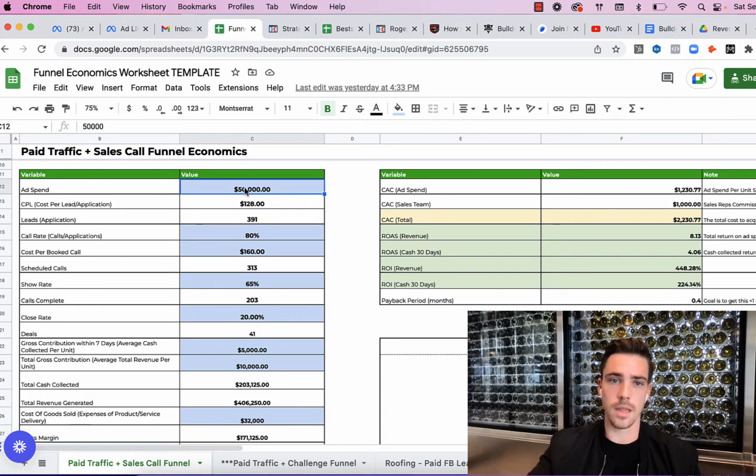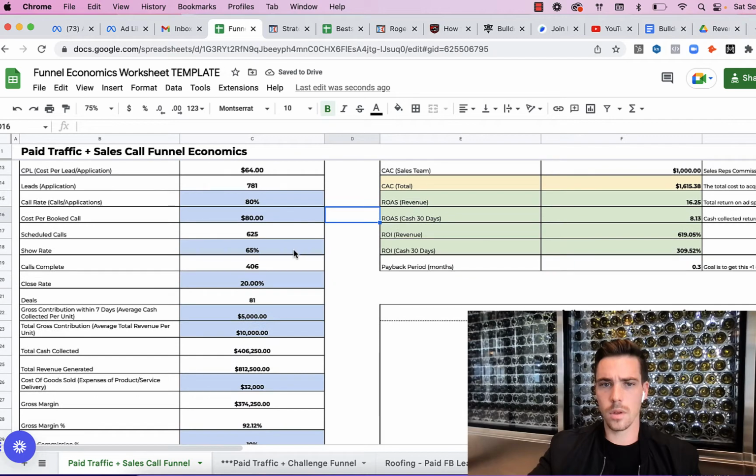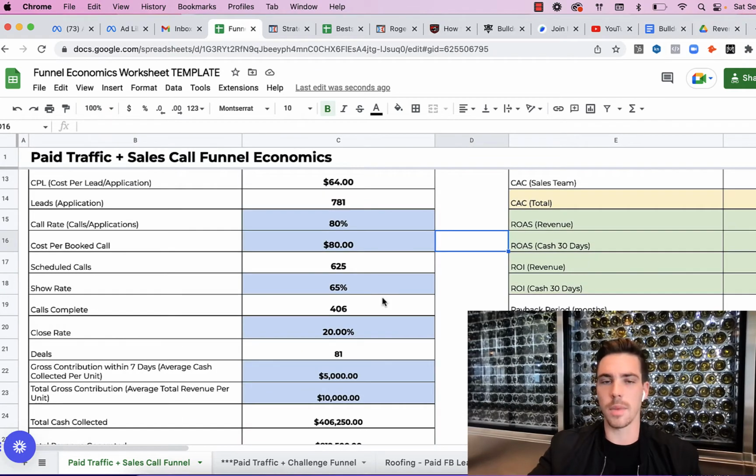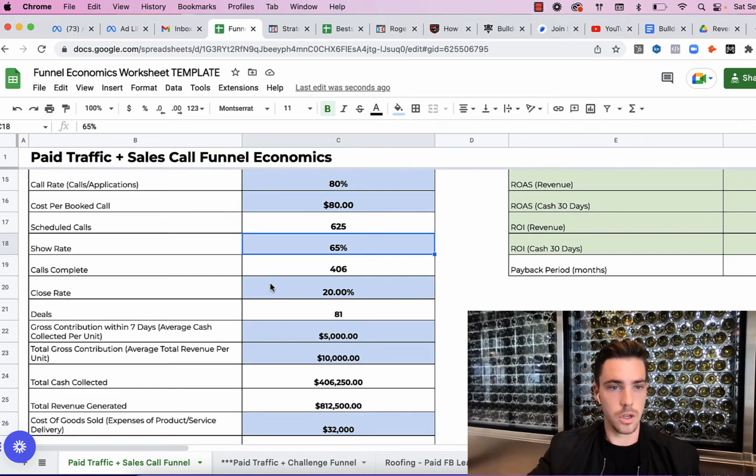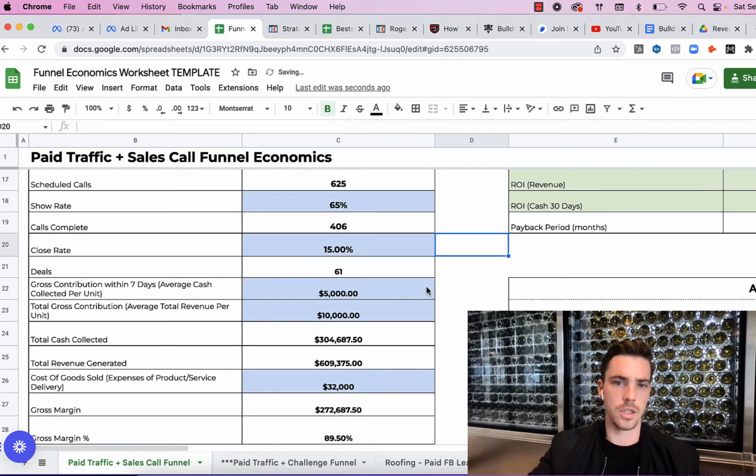If we were to spend $50,000 on paid ads, right? And let's say our cost per call is that $80 cost per call, just like you just saw. We can actually plug in some other numbers such as show rate for those sales appointments. So show rate basically means, how many people out of the people that actually booked a call, how many of them actually showed up to that sales call, right? So if we were conservative and said we had a 65% show rate, which is pretty low, let's say our closing rate is 15%, just as an example.